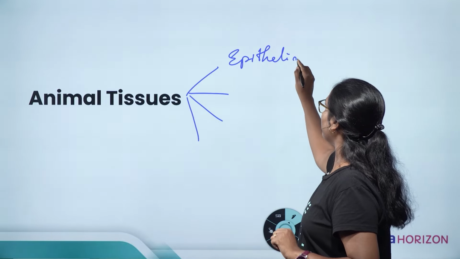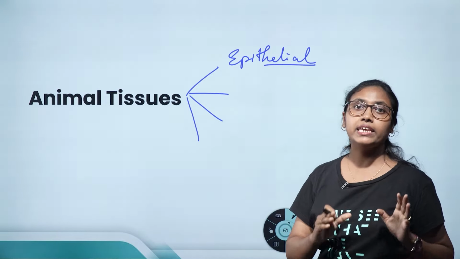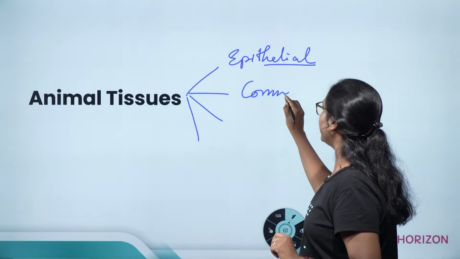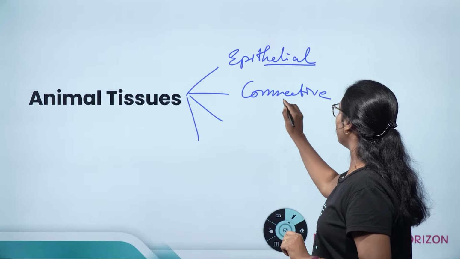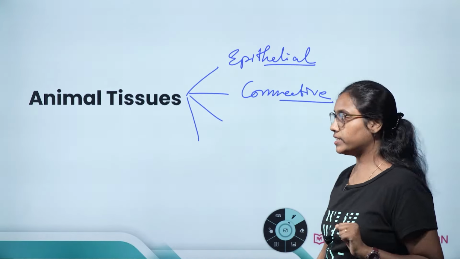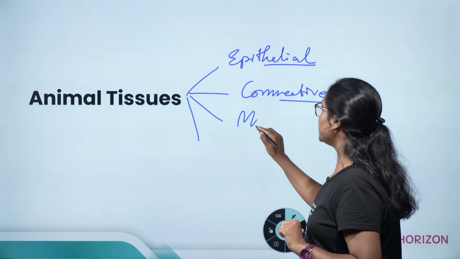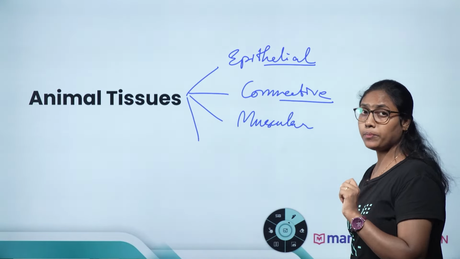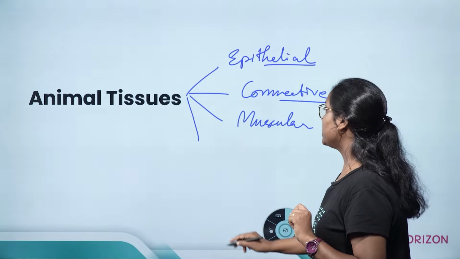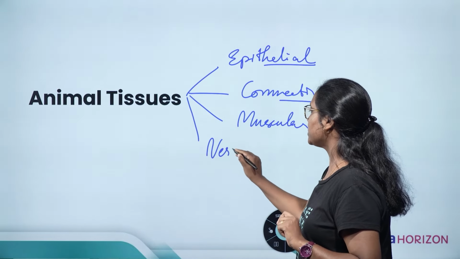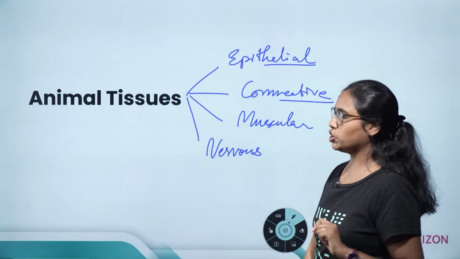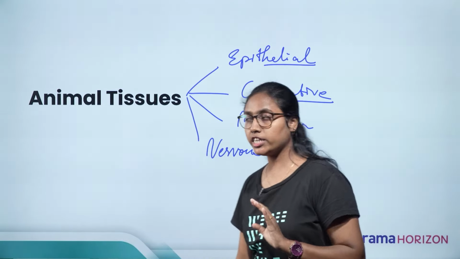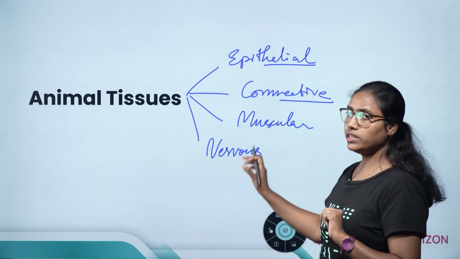The first one we will be studying is epithelial tissue. The next one is connective tissue. Third is muscular tissue, and the fourth and the last type is nervous tissue. So these are the four different types of animal tissue, and we'll be discussing each in detail.